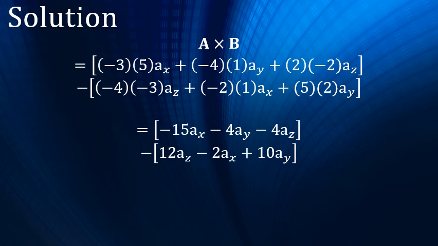Ang gagawin natin is pagsamahin natin yung mga pare-parehas na component. So, huwag kayo malilito kasi hindi yan naka-arrange. Lalo na itong pangalawa. So, tingnan natin yung mga similar terms. Negative 15 kay ax, tapos dun sa baba, minus negative 2ax. That is negative 13ax. Kay ay, we have negative 4ay sa taas minus positive 10ay sa baba. So, negative 14. Negative 4az sa taas minus 12az sa baba. That is negative 16.